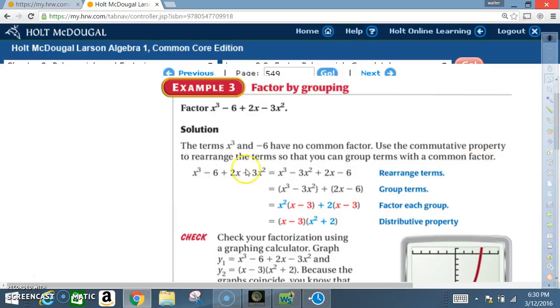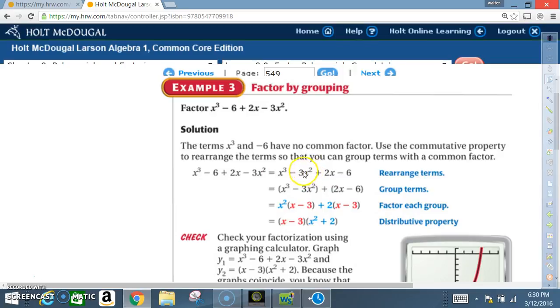So in other words, we take the original polynomial, and we're going to take x to the third, and right after that, we're going to write a negative 3x squared. So now we got the x's in common. And here we got 2x minus 6. And here we can see that the 2 and the 6, we can probably factor some out there. All right, so now you got x to the third minus 3x squared.